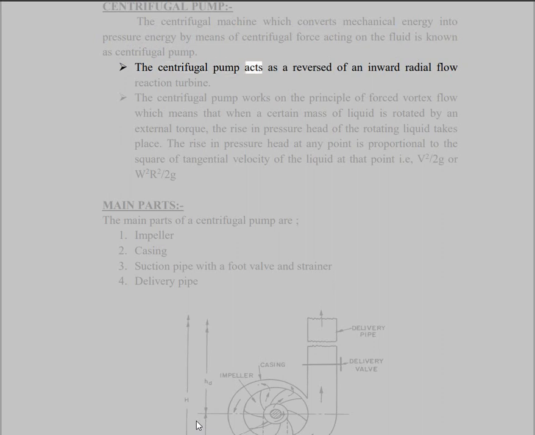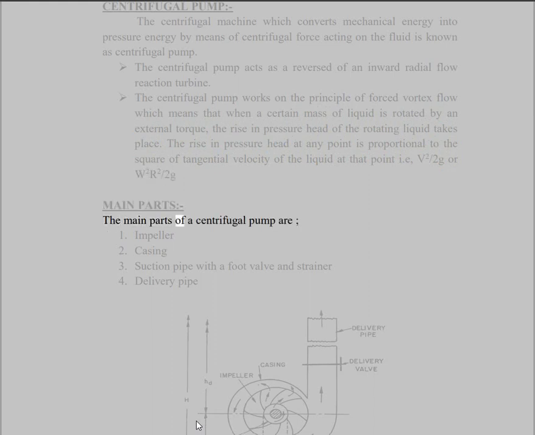The centrifugal pump acts as a reverse of an inward radial flow reaction turbine. The centrifugal pump works on the principle of forced vortex flow, which means that when a certain mass of liquid is rotated by an external torque, a rise in pressure head of the rotating liquid takes place. The rise in pressure head at any point is proportional to the square of the tangential velocity of the liquid at that point, i.e. V²/2g or ω²R²/2g.